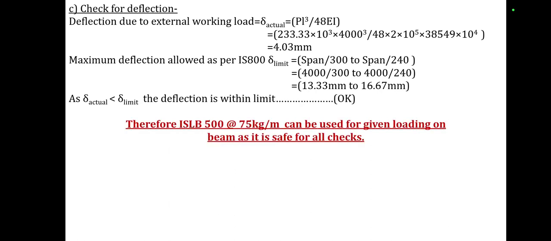Therefore, ISLB 350 at 75 kg per meter can be used for the given loading on the beam, as it is safe for all the checks.